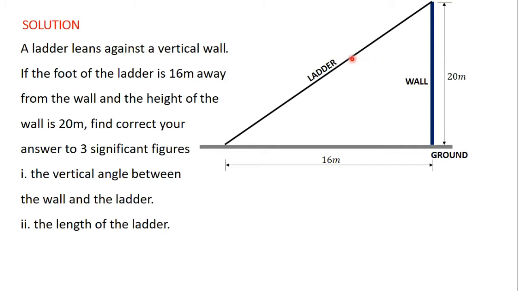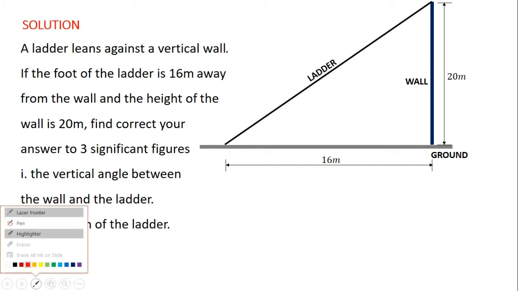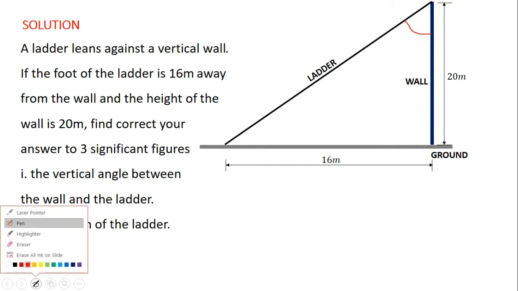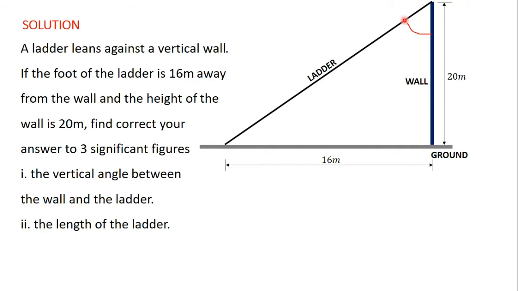Now you see, because the ladder is leaning against the wall, there will be an angle created between the ladder and the wall, which is this angle that we have here. So this particular angle is what we are talking about. The question is saying that we should find it. We should find the angle between the wall and the ladder, so this angle. And we should also find the length of the ladder. From here you can see that this is the ladder, so you should find the length of this ladder.